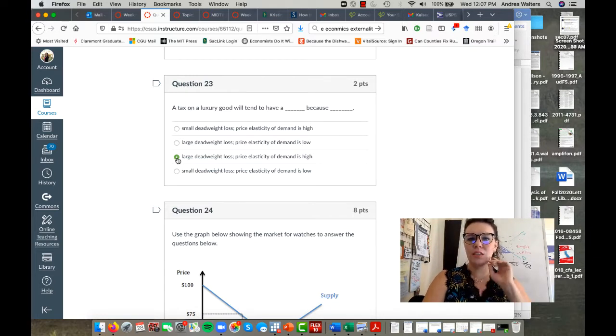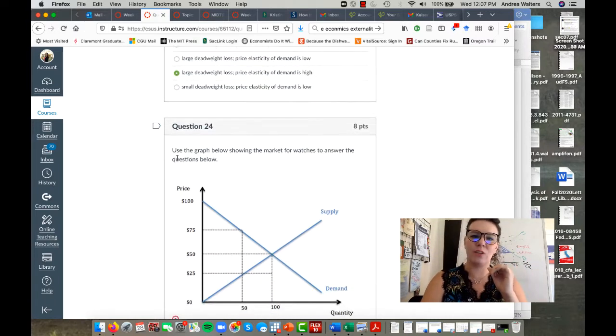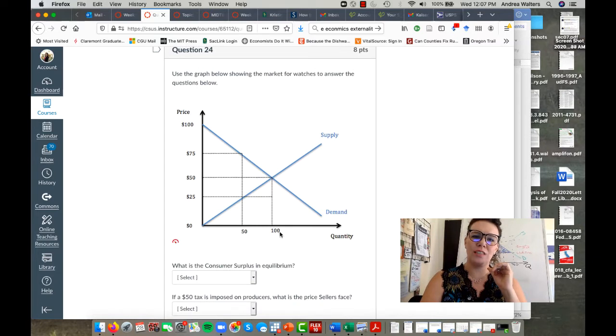Let me show you the beginning of 24, and then I'll do a graph for 23 and 24 together. 24 looks at this graph, and we have to calculate the consumer surplus, producer surplus, and then the effect of a $50 tax. And this is a great example of what happens when you tax a luxury good. This is the market for watches, and you can already see how the tax cuts the quantity in half and gives us a really big deadweight loss triangle. So let's take a look at that, and that'll really combine the answers to both question 23 and 24 together.